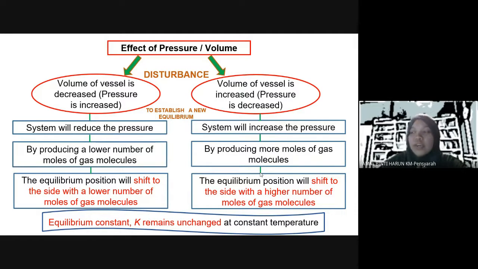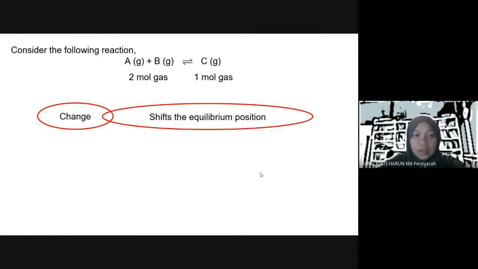Okay, so again, the equilibrium constant, the K value, remains unchanged. Kenapa? Walaupun kita ubah volume, ubah pressure, K tetap tidak berubah.